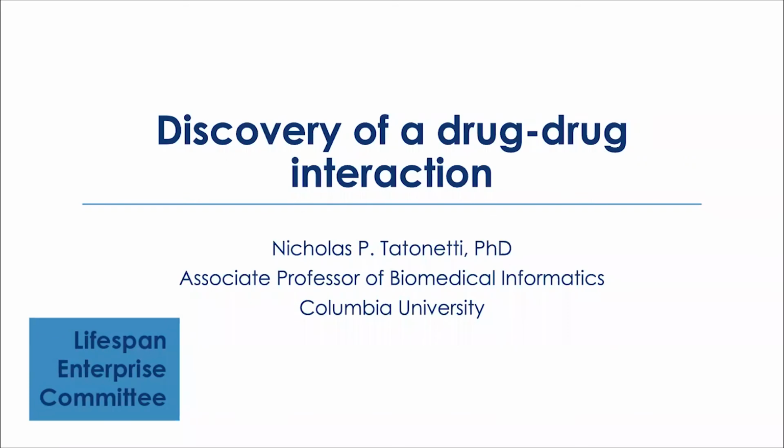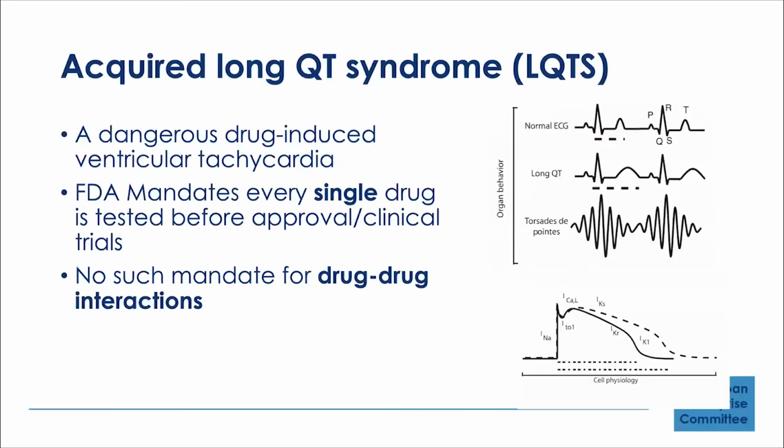Today, we're going to be talking about how to use data mining to identify previously unknown and dangerous drug-drug interactions that cause a heart arrhythmia called acquired long QT syndrome. Now, acquired long QT syndrome is a dangerous drug-induced tachycardia, a heart arrhythmia that can occur when patients are exposed to certain medications. And because of the importance of this potential adverse event, the FDA mandates that every single drug used individually is tested before clinical trials. If a drug is shown to have an effect on the important ion channel that governs this adverse event, then it almost never goes into clinical trials or becomes available for use.